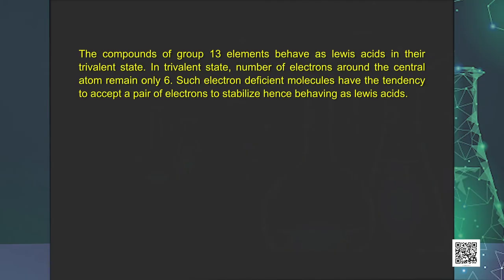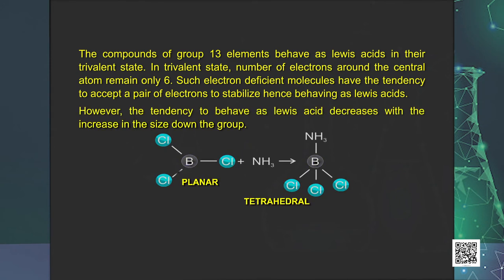The compounds of group 13 elements behave as Lewis acids in their trivalent state. In trivalent state, the number of electrons around the central atom remains only 6. Such electron deficient molecules have the tendency to accept a pair of electrons to stabilize, hence behaving as Lewis acids. However, the tendency to behave as Lewis acids decreases with the increase in the size down the group.